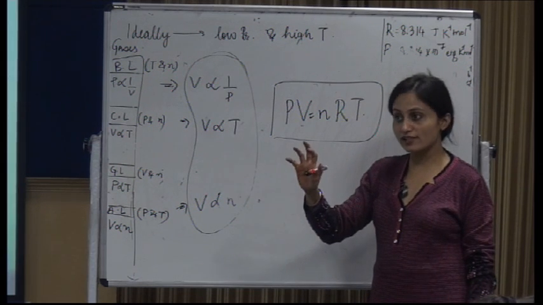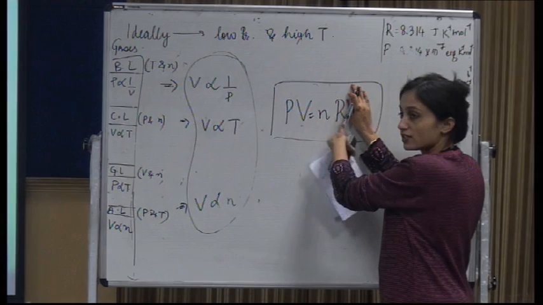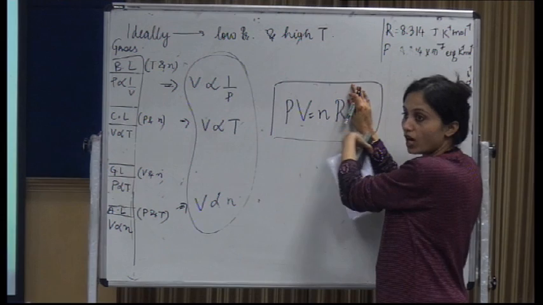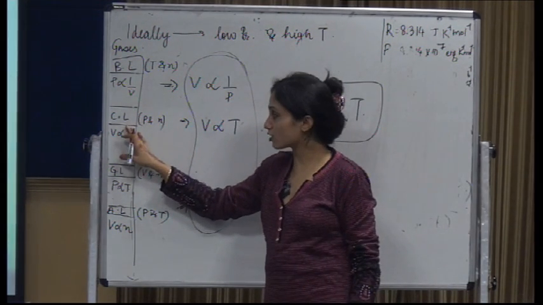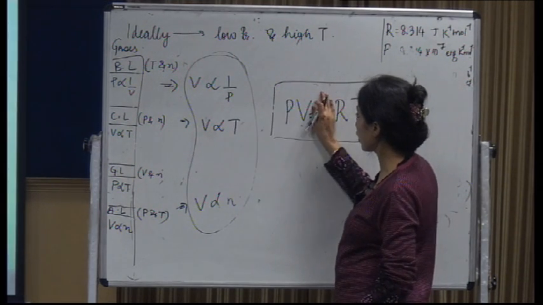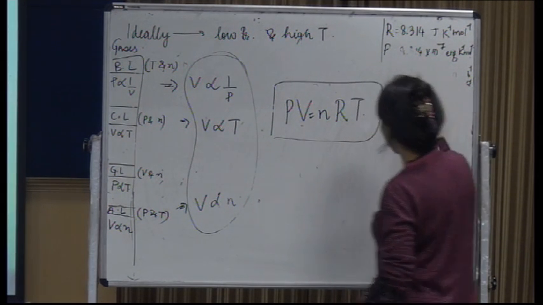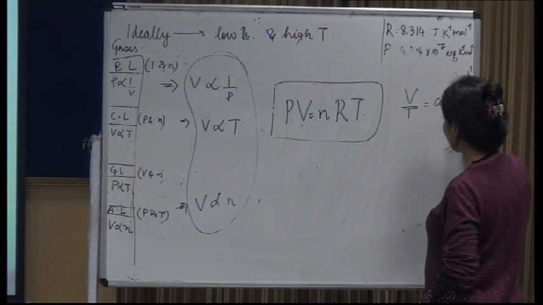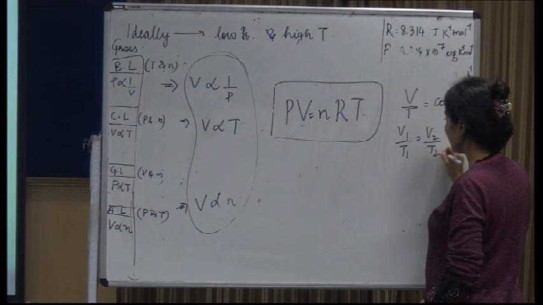Now, Boyle's law. Boyle's law में you keep temperature as constant. ये nR constant है ही, fixed amount है तो. So Boyle's law is PV is equal to a constant. This is your Boyle's law. Then you talk about Charles law. Charles law में you have pressure and n constant. So volume is directly proportional to T. If V by T is a constant, then V1 by T1 will be equal to V2 by T2.